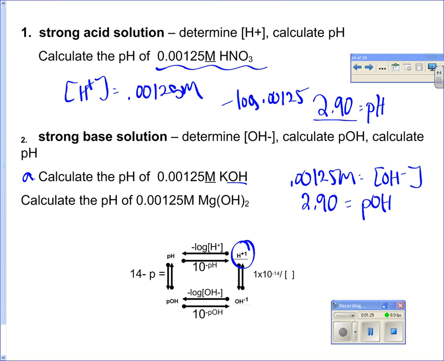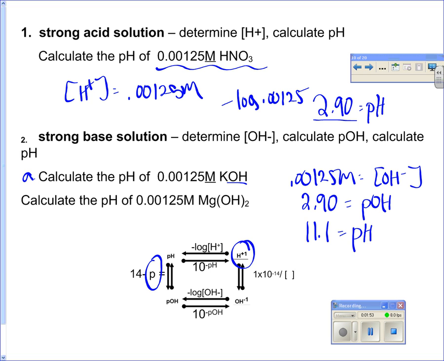So always recognize what you have. If I have OH, I have pOH. And so in this case, to get the pH, I do 14 minus the 2.9, which gives me 11.1 is equal to the pH. And again, that makes sense. It's above 7, and this is a base, so it should be above 7.